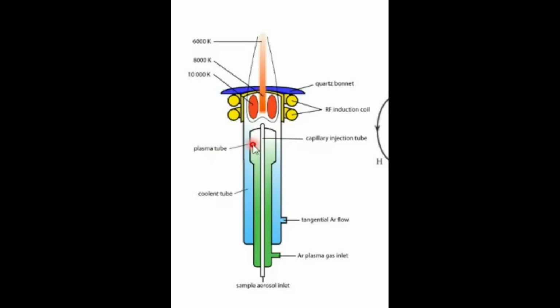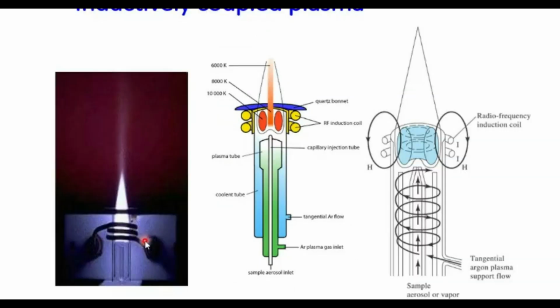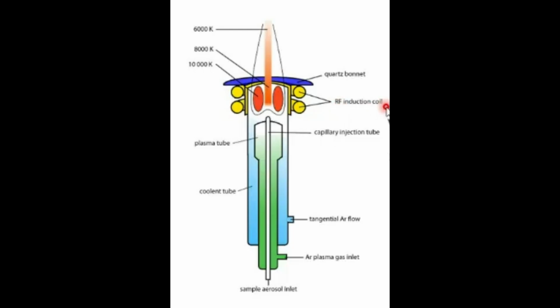You must have guessed it. The plasma will start forming here because of these two coils over here. Actually, the cross section shows two coils, but if you look here, it is the same coil. If you take a cross section from here, you get these two circles. So you have the RF induction coil, the radio frequency induction coil, or simply the induction coil. The induction frequency is in the range of radio frequency.